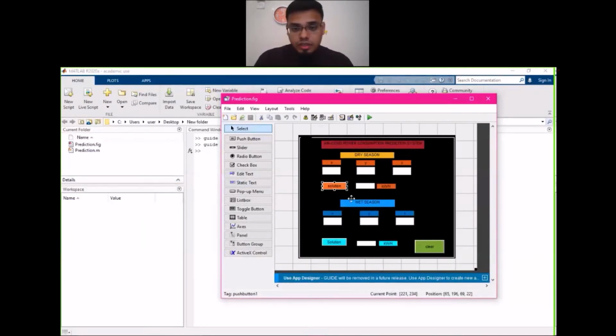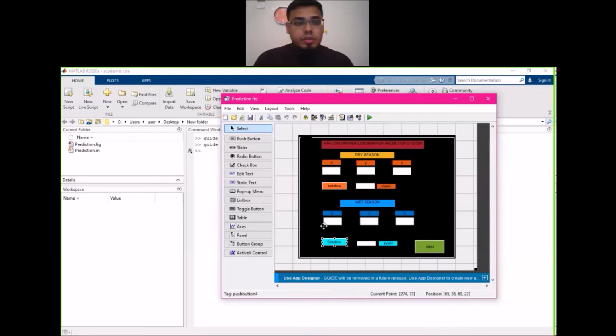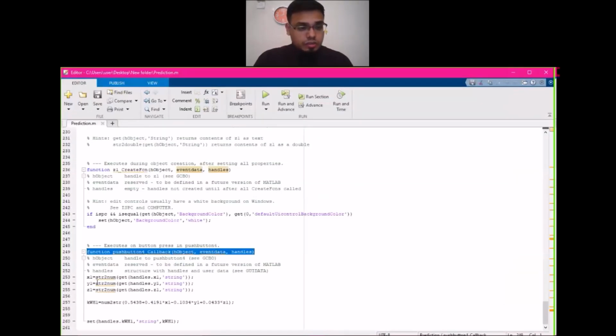Apart from that, I've also included a solution button here. We might have a look at the coding. I've differentiated the dry season and wet season by putting a number 1 here. You can see the number 1. So the prediction will not be confused about whether it is the dry or wet season, because we need to differentiate both. The equation is here for the wet season.